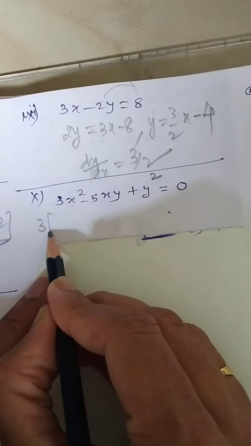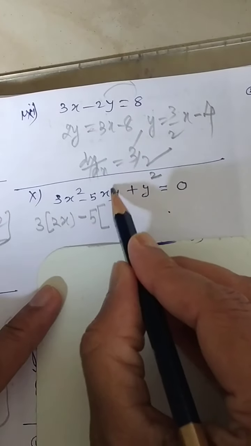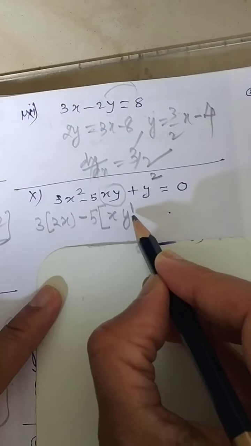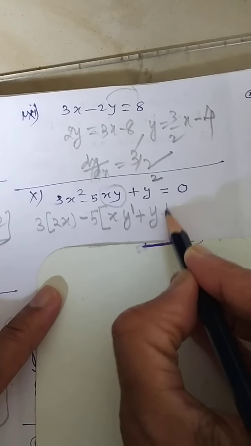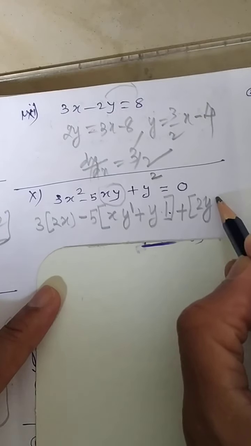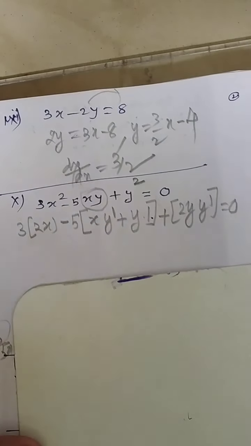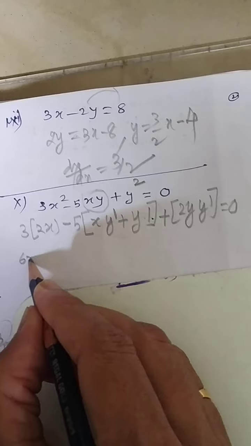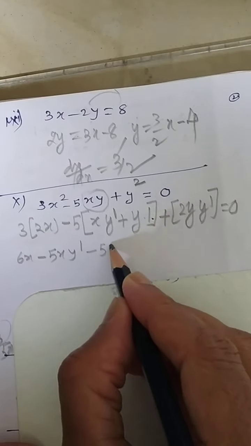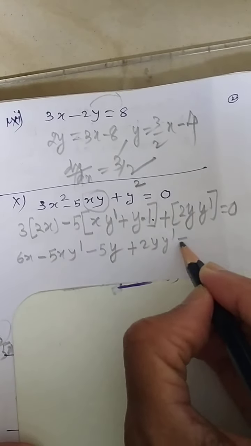3 as it is. X square differentiation is 2x. Minus 5 is as it is. Now here the product rule is applicable. Listen to this point carefully. X over here, y dash plus y as it is, differentiation of 1 plus y square, differentiation 2y for the power formula, and y dash over here will be equal to 0. Now open this bracket. It will be 6x minus 5x y dash minus 5y plus 2y y dash will be equal to 0.